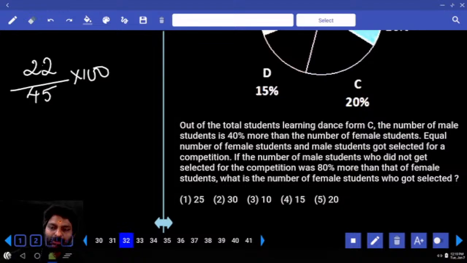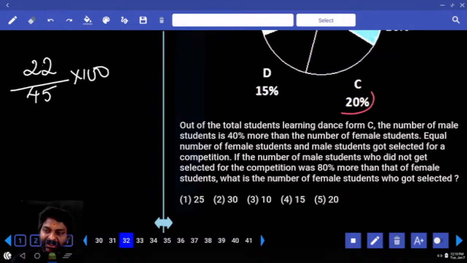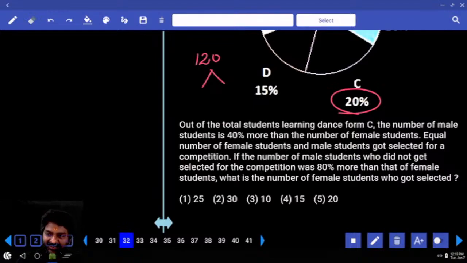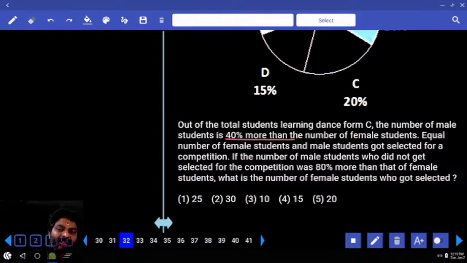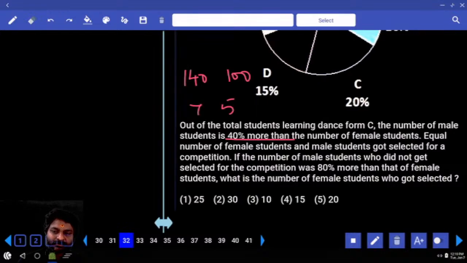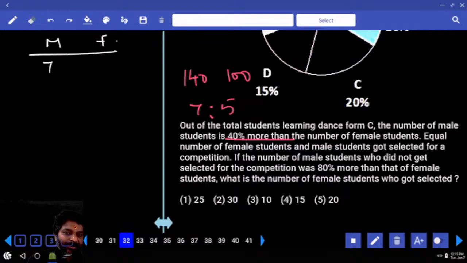Out of total students learning dance form C, number of male is 40% more than number of female students. C, right? 20%. What is 1% value? 6. Total we have 120. Boys and girls. So they mentioned male are 40% more than female. If female are 100, male are going to be 140 ratio. So out of 120, male and female are going to be 70 and 50.